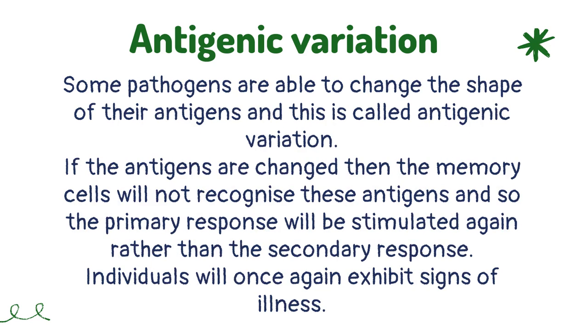Some pathogens are able to change the shape of their antigens, and this is called antigenic variation. If the antigens are changed, then the memory cells will not recognize these antigens, and so the primary response will be stimulated again rather than the secondary response. Individuals will once again exhibit signs of illness.